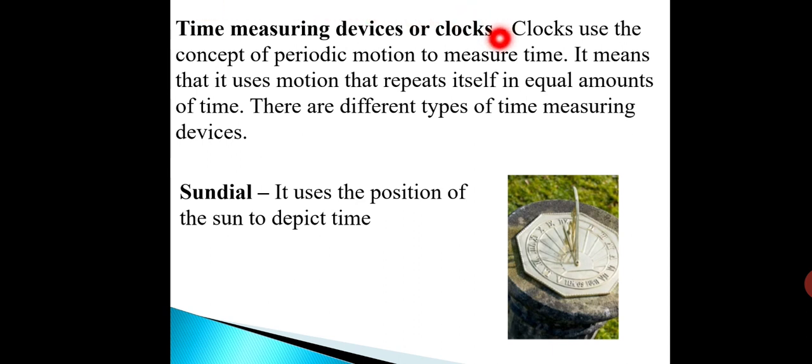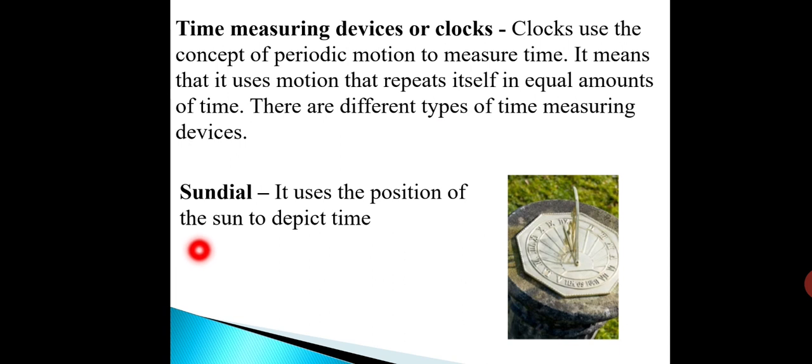Time measuring devices we have. We use clocks. Clocks use the concept of periodic motion to measure the time. Now you remember why I use the word periodic motion? Clocks are basically showing you the periodic motion. It means that it uses motion that repeats itself in equal amounts of time. And there are many different devices.